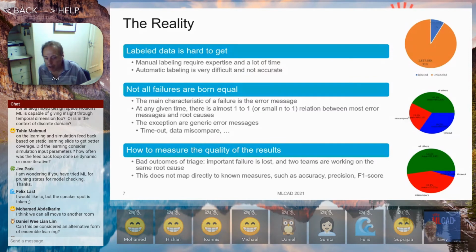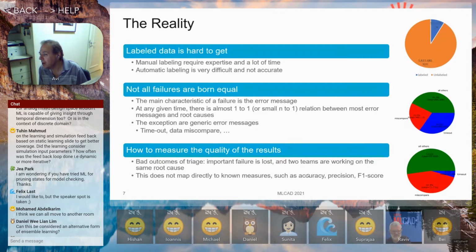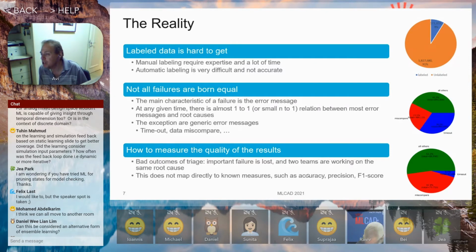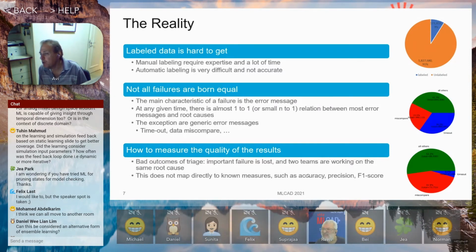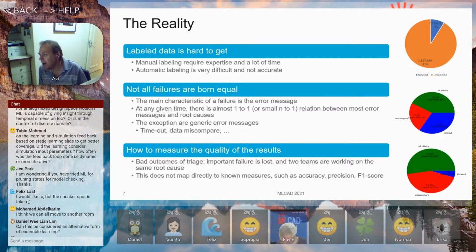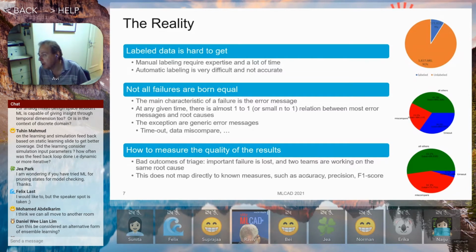And finally, how do we measure the quality of the results? Here we have two issues. One of them is that we have two bad outcomes of triage. First of all, we lose an important failure: we don't treat it, and it's lost. This is a bug that doesn't happen a lot, but it's very important. Or the other end is that two teams are working on the same root cause and we waste effort.